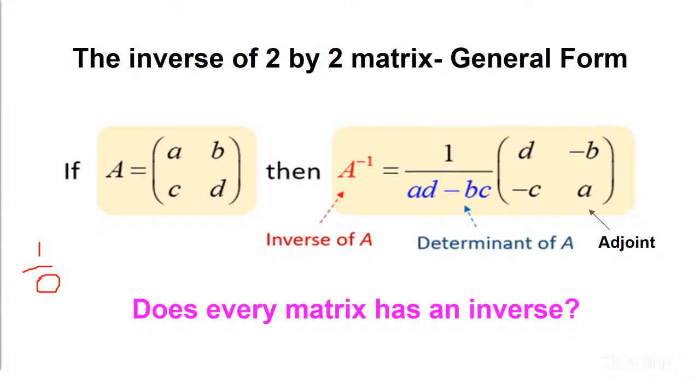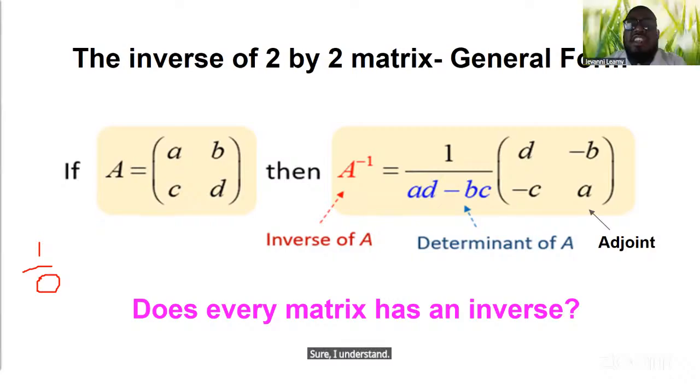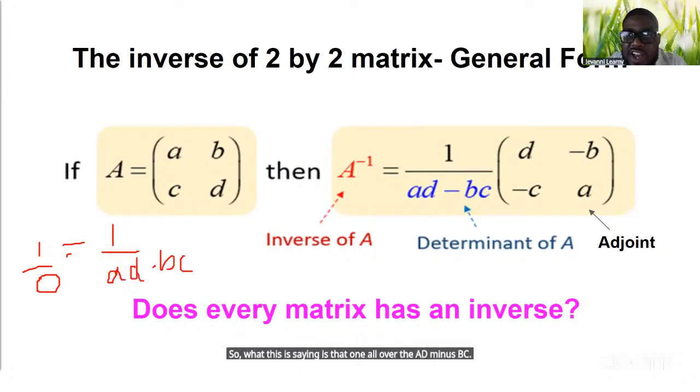Sir, can you repeat? Undefined. Okay, 1 divided by 0, 1 over 0. That's what I asked. It gives you undefined, right? So what this is saying is 1 all over AD minus BC. When you have 1 all over 0, in other words, the determinant is singular, then you do not have a matrix inverse. So this is why the young lady would have mentioned non-singular.